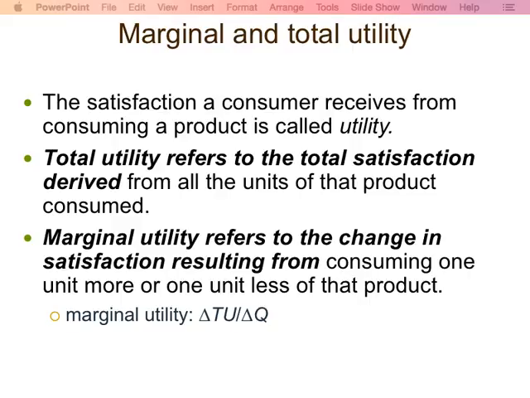And mathematically, the marginal utility is the change in total utility, the change in the units we consume up to now, divided by the change in the number of units themselves. So the change in the total utility that we get from consuming certain units divided by the change in the units themselves.